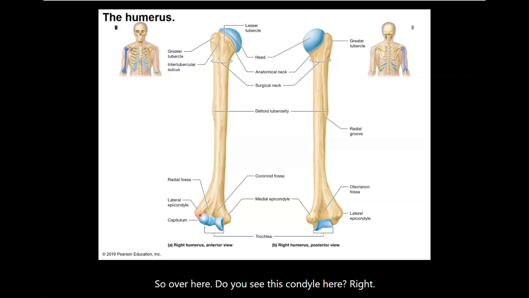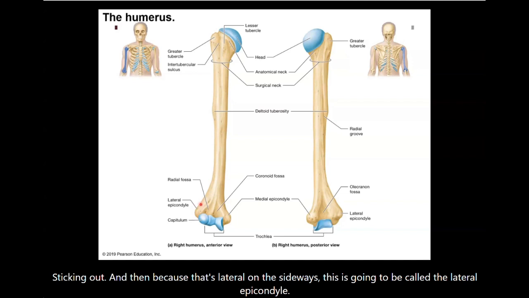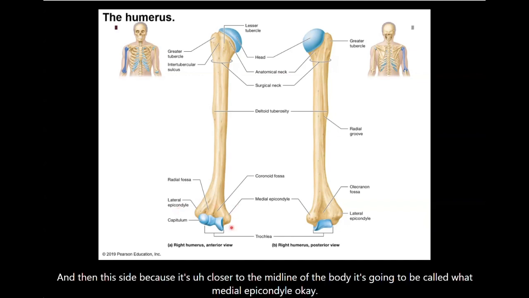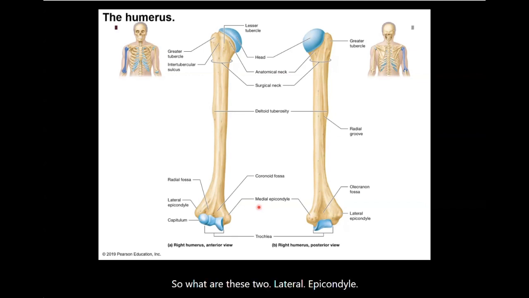So over here, do you see this condyle, sticking out? Because that's lateral, on the side, this is going to be called the lateral epicondyle. And this side, because it's closer to the midline of the body, is going to be called what? Medial epicondyle, okay? So what are these two? Lateral epicondyle, medial epicondyle, okay? And this is the anterior view.